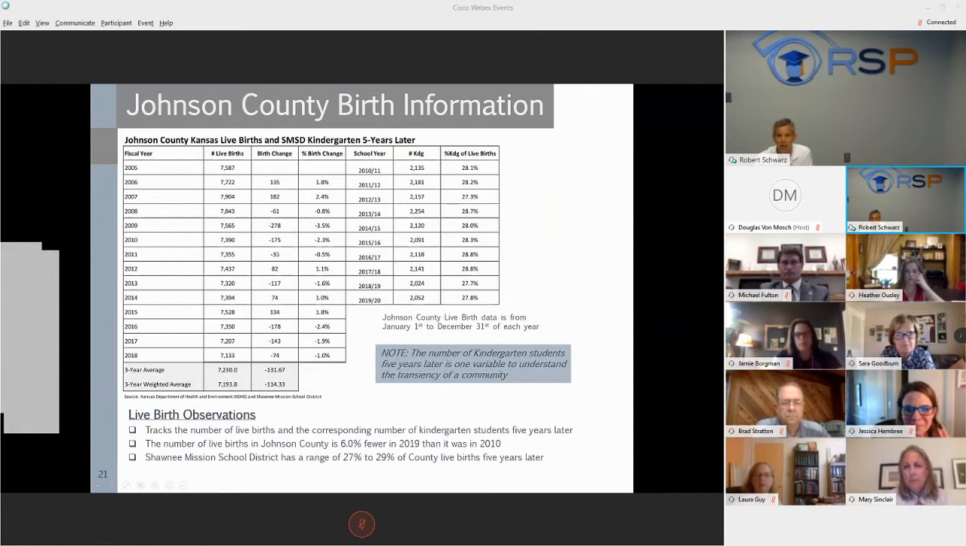A couple things that started to stand out to us: when we look at 2018, the latest data we can pull into this, we have about 7,100 births. And if we go back to 2008 and 2007, you can see we had 7,800 and 7,900 births. So we have fewer live births in the county, and as we look at the percent share that we get for kindergartners 5 years later, we're a little over 25% of what kindergartners we can expect to have 5 years later. So if we have fewer live births, we potentially have fewer kindergartners.